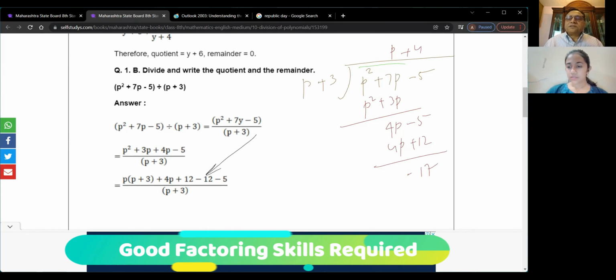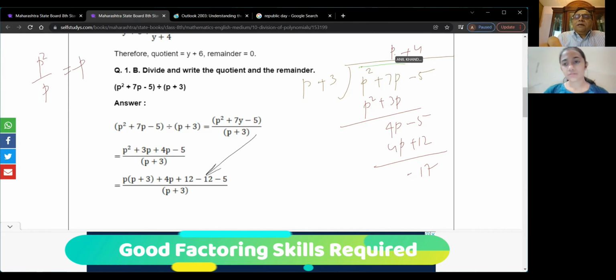Let's go through this process again. First step, we are dividing by p plus 3. P square plus 7p minus 5. So we are engaging two terms. What should go in quotient? How many times will p go in p square? This is what you have to figure out, right? So we have to divide p square by p. What do you get? You get p, right? P. So that is what I have written here.